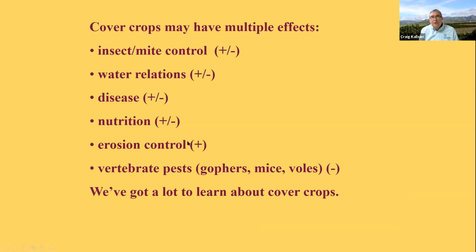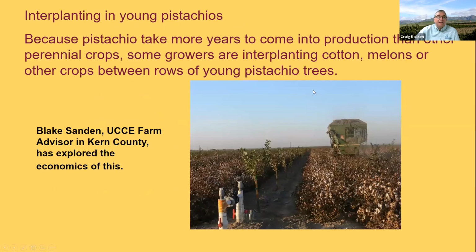Just in general, talking about cover crops, we really don't know a lot about cover crops. As far as insect mite control, they can be positive or negative with water relations. They can help with water infiltration. But again, they use water, which is expensive, which a lot of people don't have, and you have to maintain an irrigation system that can water the middles. There's pluses and minuses with disease control, with nutrition, with erosion control, and they're definitely a home for vertebrate pests like gophers, mice, and voles.